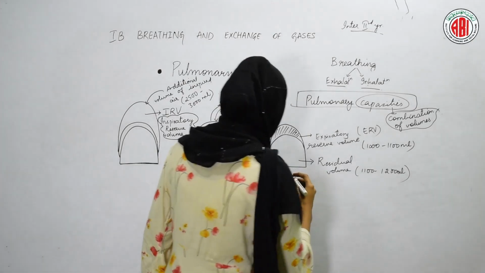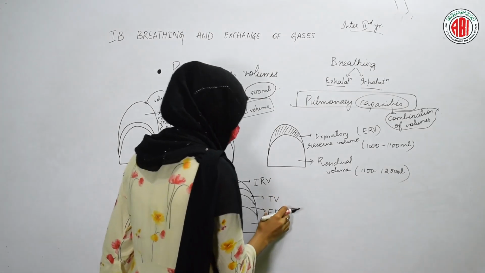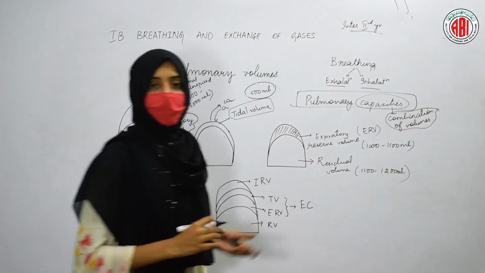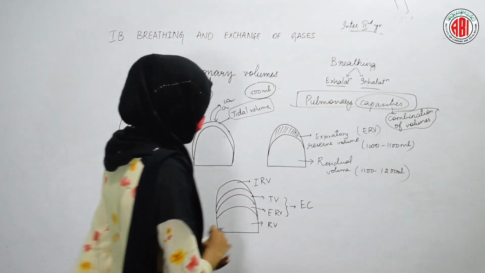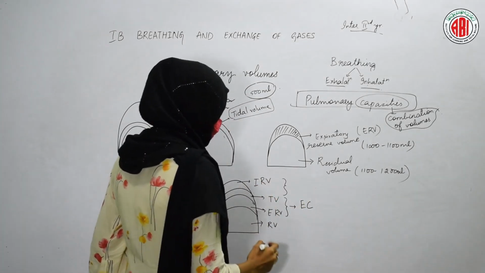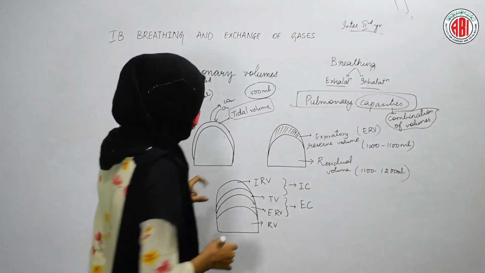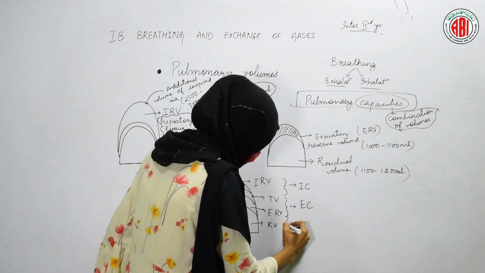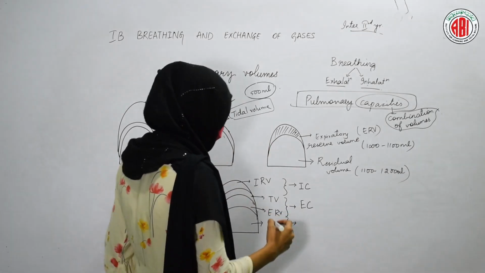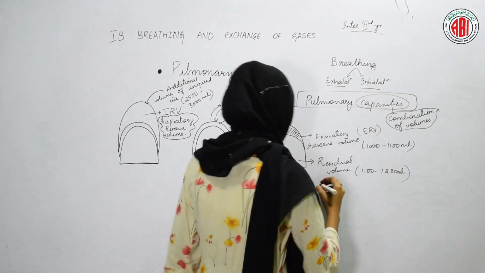So different capacities are, if we combine tidal volume and expiratory reserve volume, then it is called EC, expiratory capacity. If we combine tidal volume with inspiratory reserve volume, then it is termed inspiratory capacity. And if the expiratory reserve volume and residual volume are combined with each other, then it shows the capacity of a lung that is named functional residual capacity.